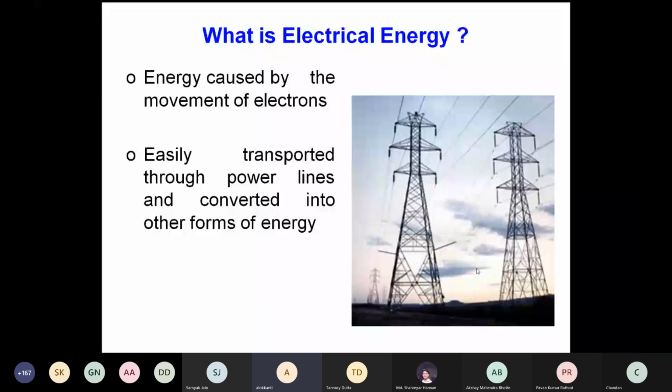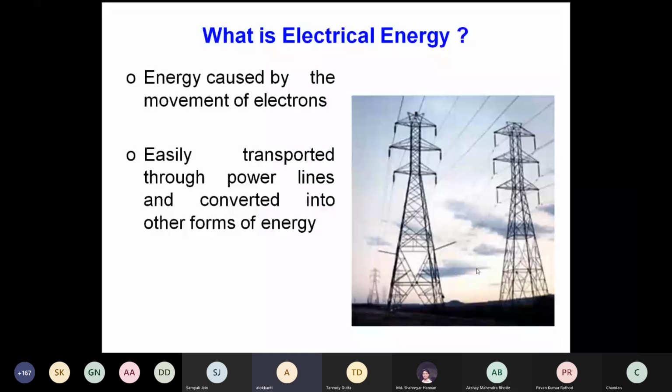So what is this electrical energy? It is basically caused by the movement of electrons. And the one advantage of electricity is it can be transported by this type of power lines. Once the electricity is available, and these structures are available, and they are connected by wires, electricity can be transported over thousands of kilometers. It is not just several kilometers. Some electricity generated in Jharkhand, as I told you, may be transported till Bombay.